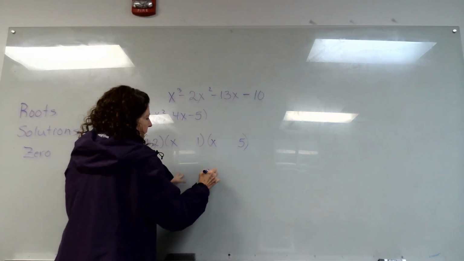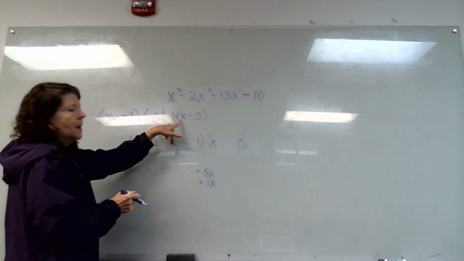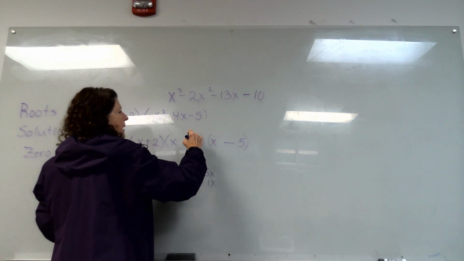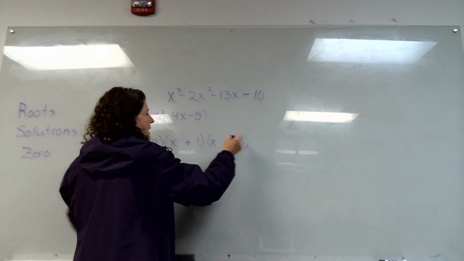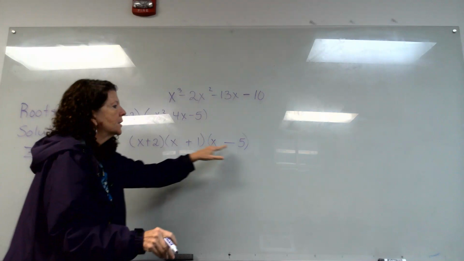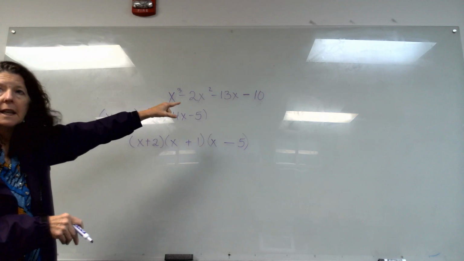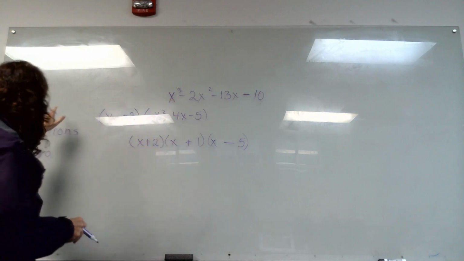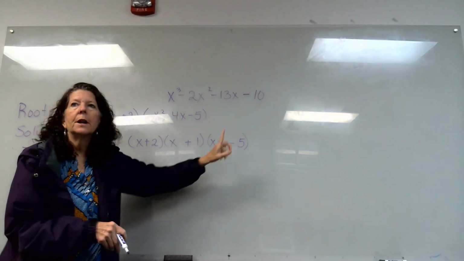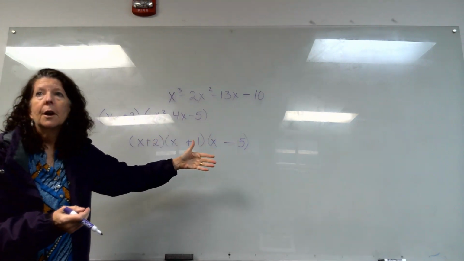Outside's going to give me 5x. Inside's going to give me 1x. If the 5's negative and the 1's positive, I'm going to get a negative 4x, right? So I need to put a negative there and a positive there. But then I always go back and double check to make sure that works with last, and it does. So these are the 3 factors of that polynomial, the 3 things that I multiply together to get that polynomial. If I ask for the root solutions or zeros of it, it would be negative 2, negative 1, and positive 5. So if you graphed it, that's where it would cross, okay?